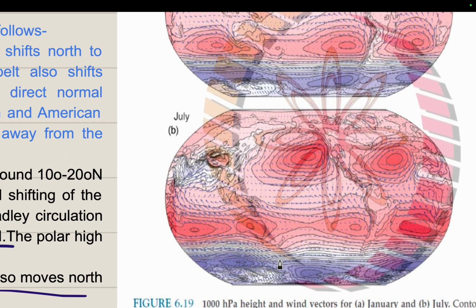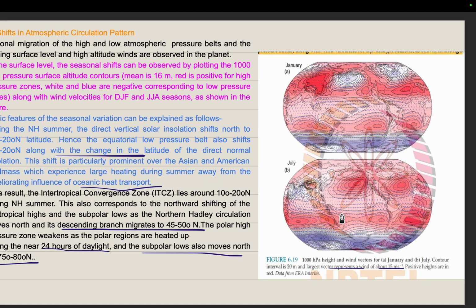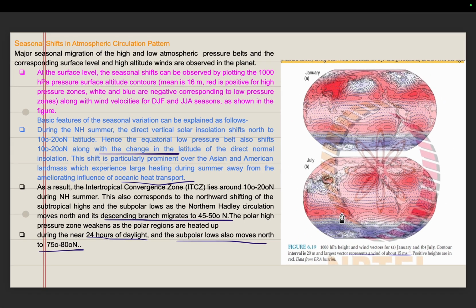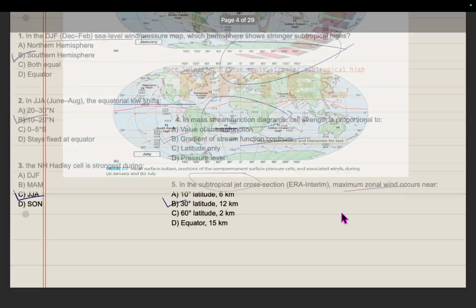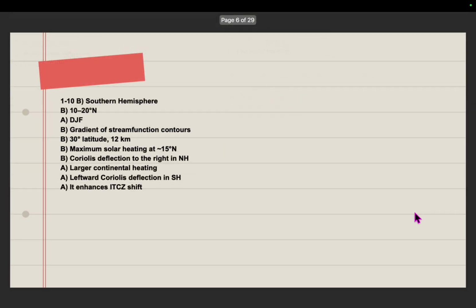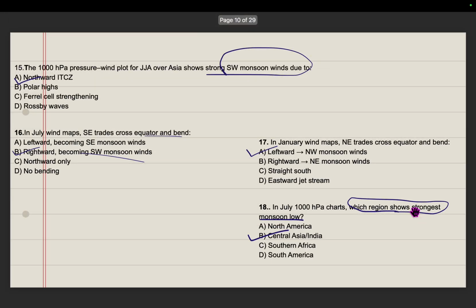You have to find what is the meaning of strongest monsoon low. Monsoon low here is when there is a low pressure zone over the continent. Low means low pressure zone. Before the summer months, there are low pressure zones over this continent, Central Asia or India. Now the southeastern trade wind can blow towards that low pressure zone and create the monsoon wind.